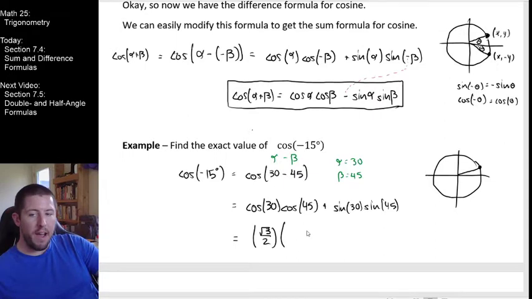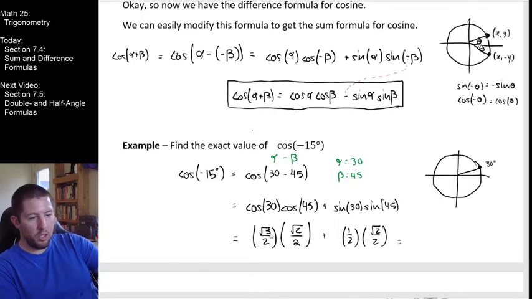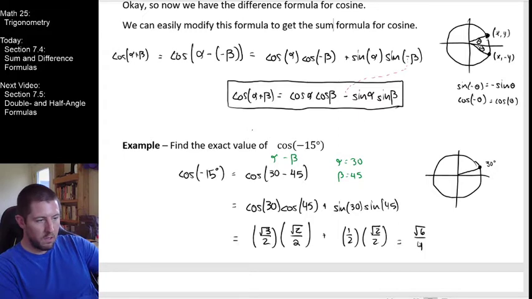I know that all my 45s always give me root 2 over 2. I know that 45 degrees is in the first quadrant, so I know it's going to be positive. Plus sine of 30 degrees, the height at 30 degrees is the smaller of the two, so that's the 1/2. And sine of 45 also root 2 over 2. So it looks like I'm getting root 6 over 4 plus root 2 over 4. And it looks like my exact answer here is root 6 plus root 2 over 4.